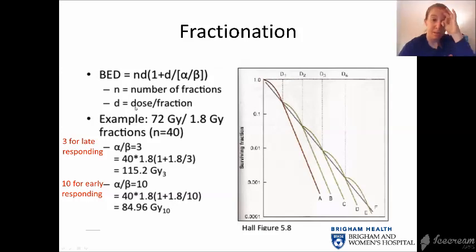So this is the equation, but just as an example, if you want to give 72 gray, that's what you prescribe, and you want to do 1.8 gray with 40 fractions, you put that into this equation. For late responding tissues, for example, you could use an alpha beta ratio of 3, and you'll find that your BED will be 115.2 gray over 40 fractions. And then for early responding tissue, the BED may be 84 over 40 fractions. So this is just a useful way to calculate the BED.